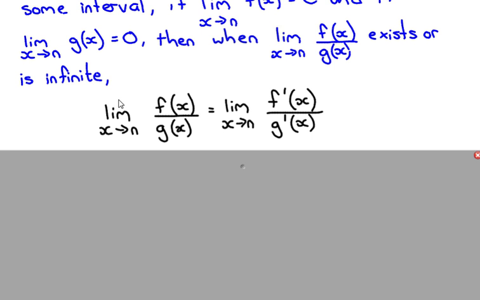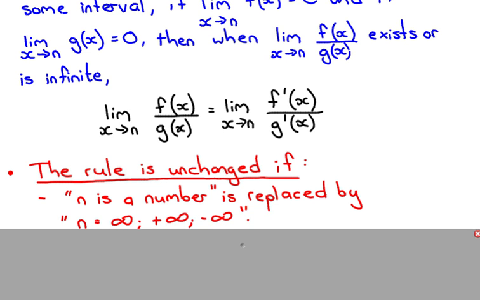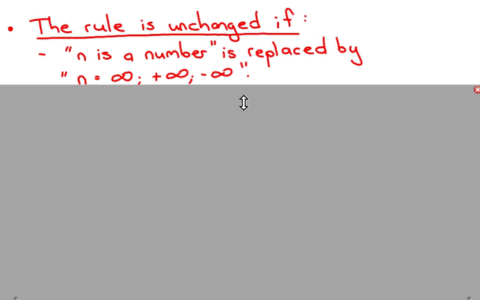It states that the limit when x tends towards n of f of x divided by g of x is actually equal to the limit as x tends towards n of the derivative of f divided by the derivative of g. So if I'm finding the limit of one function divided by the other function, if those preconditions are met, then it's actually equivalent to the limit of the derivative divided by the derivative. Let's have a look at a few more interesting pieces of information with regards to that rule.